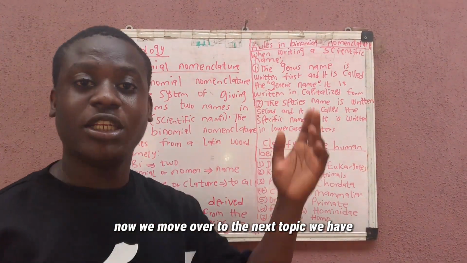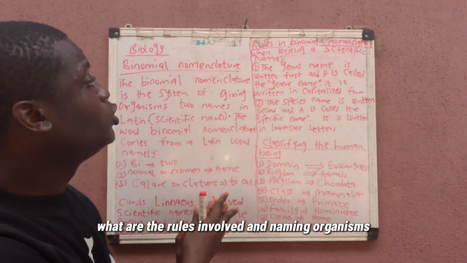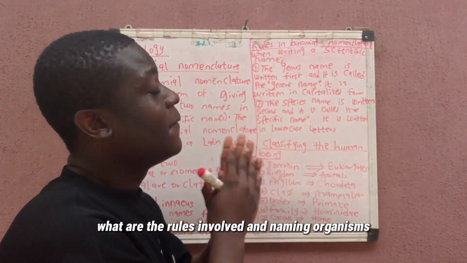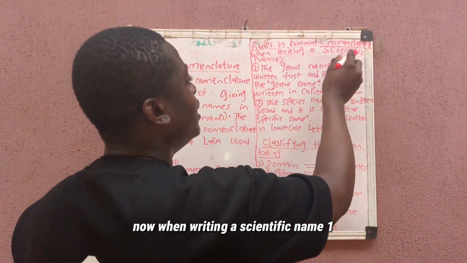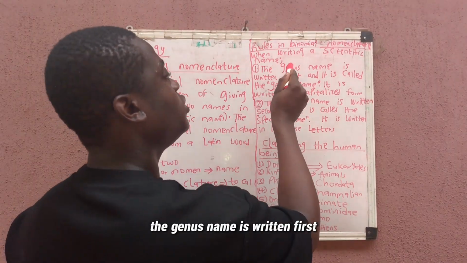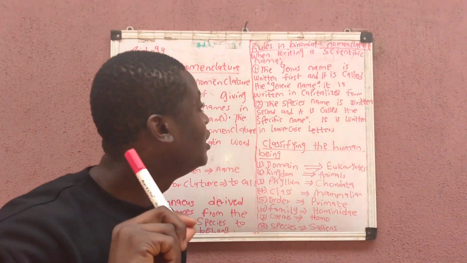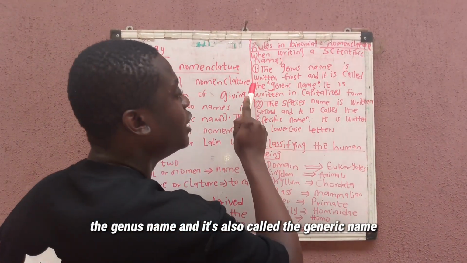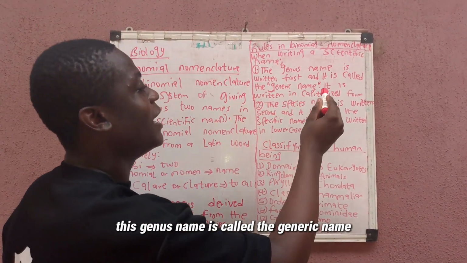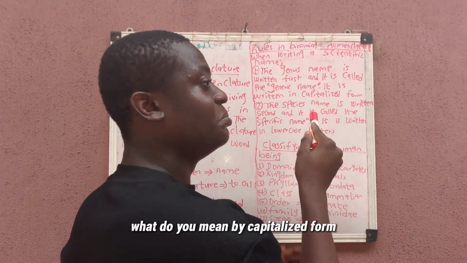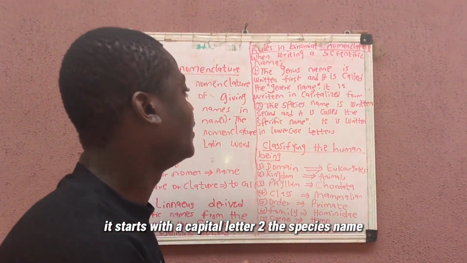Now we move over to the next subtopic, which is the rules in binomial nomenclature. What are the rules involved in naming organisms, giving them two names? Now, when writing a scientific name, one, the genus name is written first. The one written first is called the genus name, and it's also called the generic name. This genus name is written in capitalized form. What do we mean by capitalized form? It starts with a capital letter.